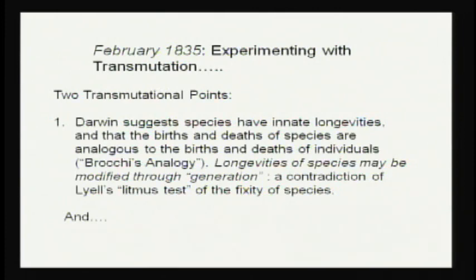So Darwin plays with the idea in this essay that species have innate longevities. They don't become extinct because of environmental change, because he saw no evidence for environmental change accounting for the extinction of his fossil species, all the ones that he encountered all the way back in Bahia Blanca. And he says that it might be possible through generation to extend, just as grafting can extend the productive life of an apple tree, the innate longevities of species, which is a modification of an intrinsic property of a species. It sort of triggers that litmus test that Lyell had already written about. So that's one transmutational hint there.